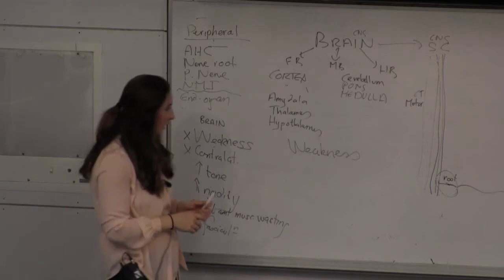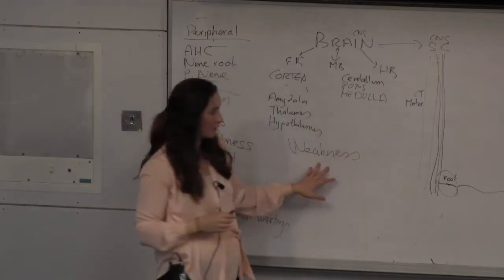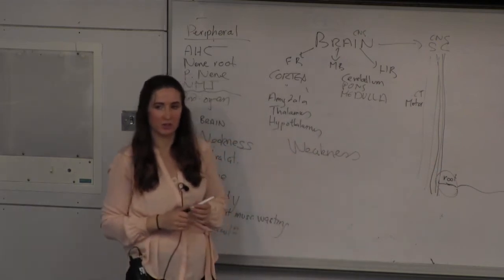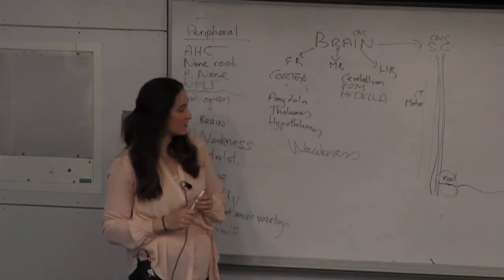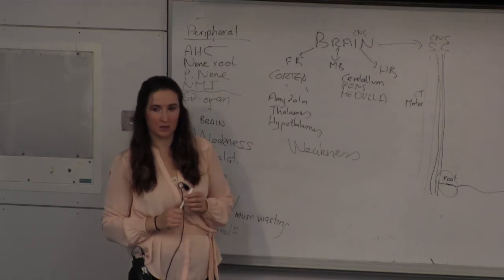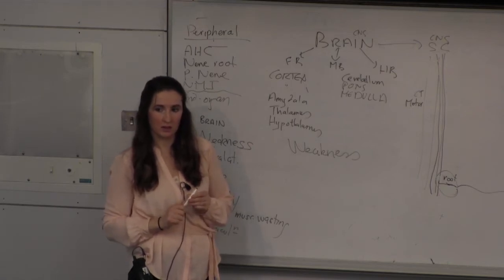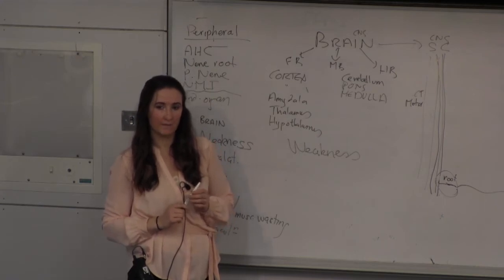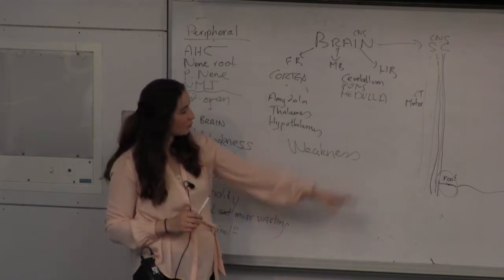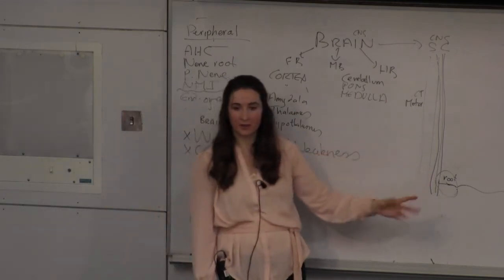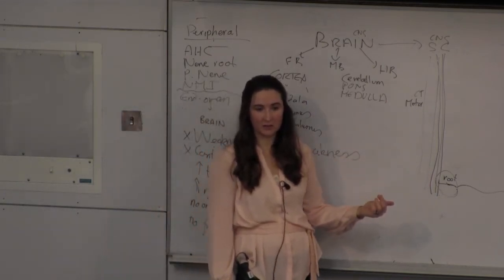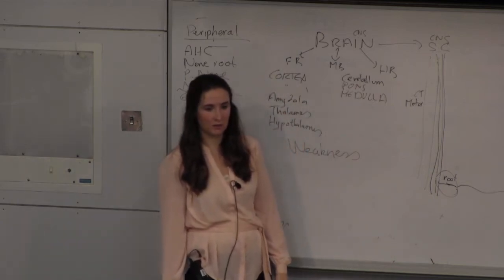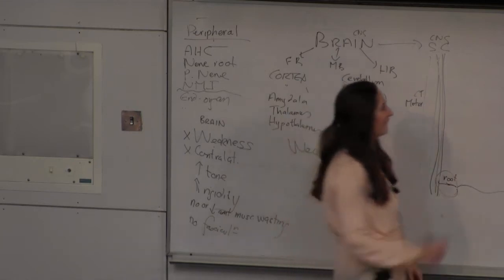So, if we have a weakness and it's coming from somewhere down here, what other features are you going to get with it? Firstly, which side is the weakness going to be on? Yeah. Is everyone clear with that? Why is it ipsilateral? So where's the motor input down here? It's your corticospinal tract, isn't it? And where does the corticospinal tract decussate? Low or high? High, yeah.